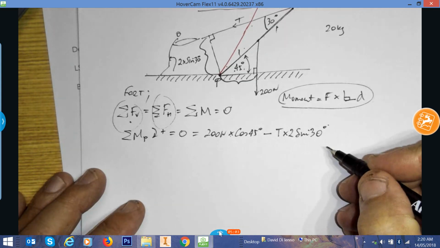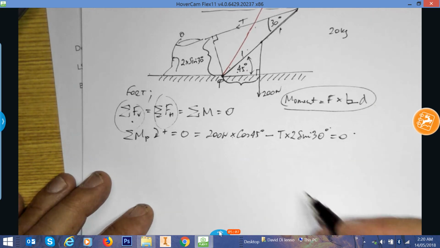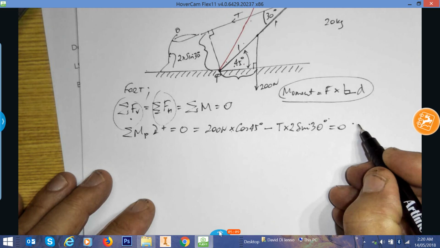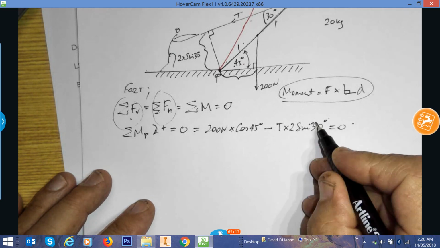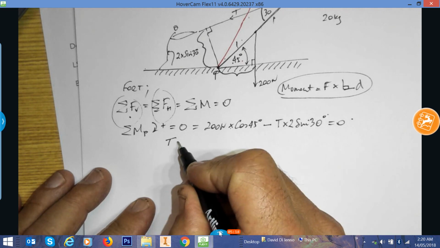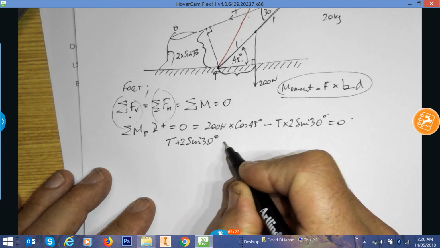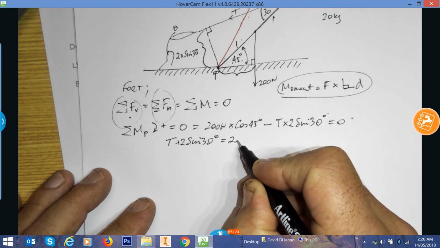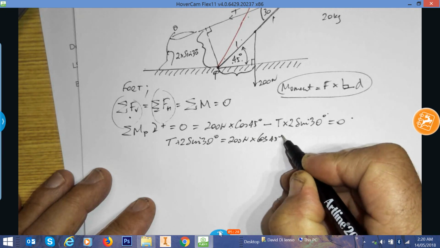Now this is all looking good, and that all equals 0 because the sum of the moments has to equal 0. So let's do some simple maths, bring this across to the other side, and then divide the whole thing by 2 sine 30. So that will mean it'll be T times 2 sine 30 degrees is going to equal 200 newtons times cos of 45 degrees.